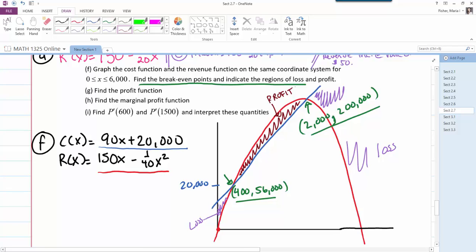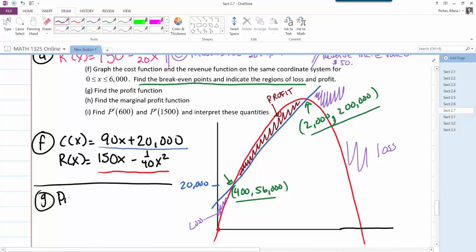So my break-even points, again, just use a calculator for that. And then anytime that your revenue function is above your cost function is a profit. Whenever your cost function is above your revenue function, it's a loss. All right, part G. We're on G. It says find the profit function. So we need to find the profit function now.